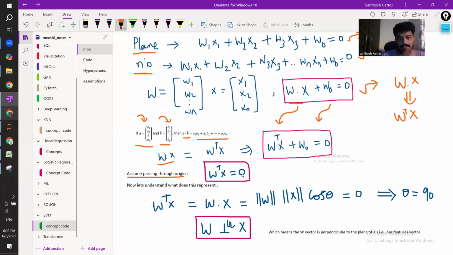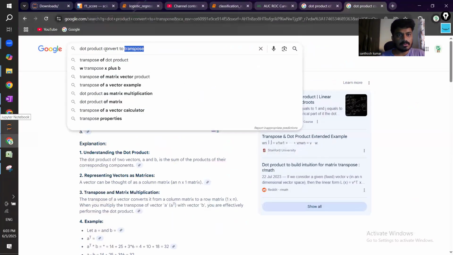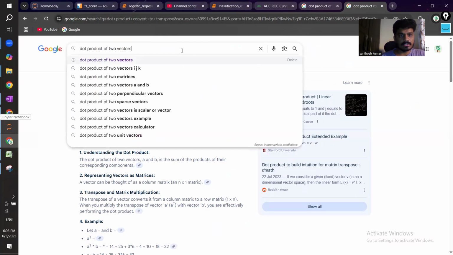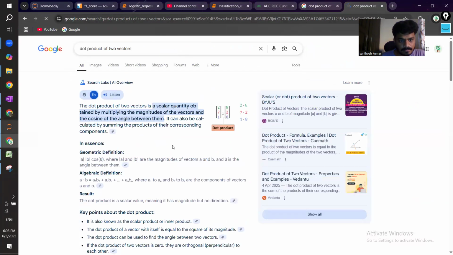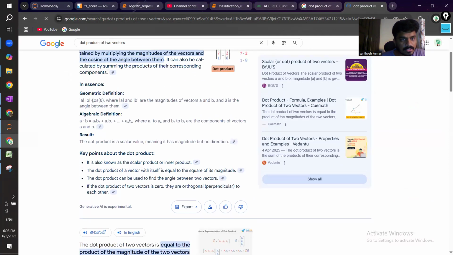We got this. But what does W transpose X equal to 0 mean? W transpose X is again similar to W dot X. So W dot X equal to 0 means the dot product of two vectors is 0. But what is the equation of the dot product? It is the product of magnitudes times cos theta. So for the dot product of two vectors, A, B, cos theta, where A and B are the magnitudes of the vectors and theta is the angle between them.